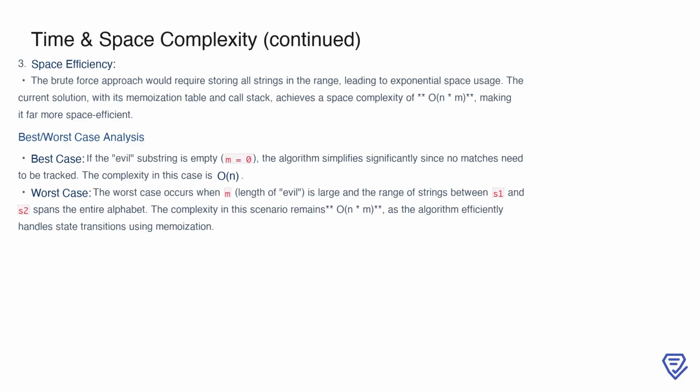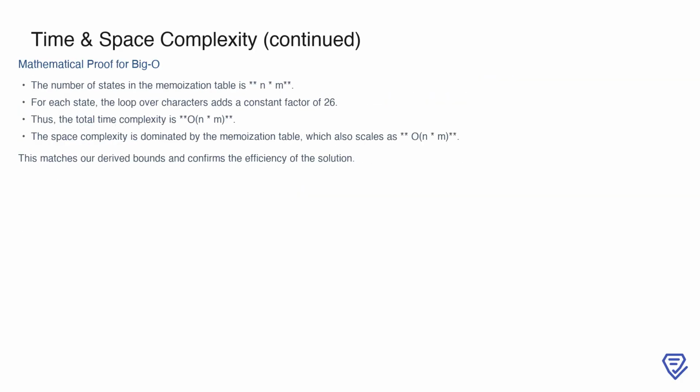This reduces the complexity to O(n). In the worst case, when m is large and the range of strings spans the entire alphabet, the algorithm still efficiently computes state transitions using memoization, maintaining the complexity at O(n*m). To confirm the derived time complexity mathematically, consider that the memoization table has O(n*m) states.